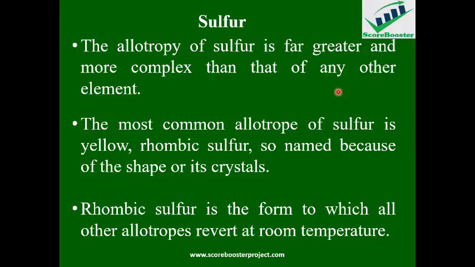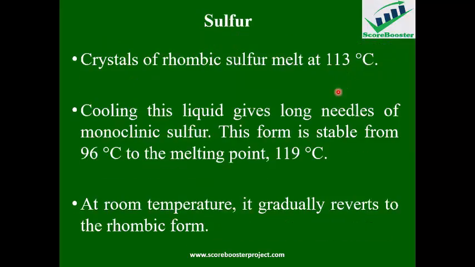It is very common. It is very stable. So rhombic sulfur is the form to which all other allotropes revert to at room temperature. So sulfur at room temperature is rhombic. So many people have seen it before. If you see yellow sulfur, it is rhombic. At room temperature, all allotropes of sulfur convert to rhombic sulfur because it is very stable, and at room temperature it occurs like normal sulfur.